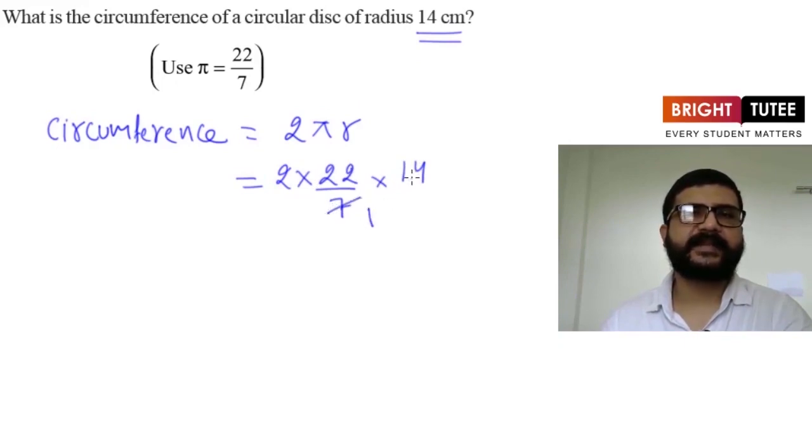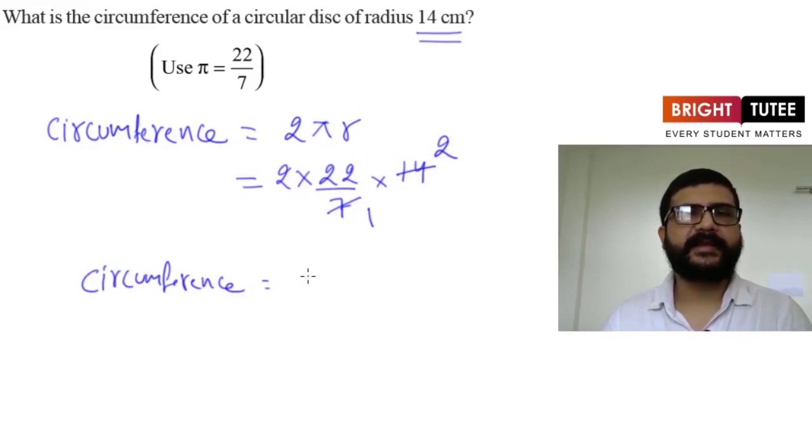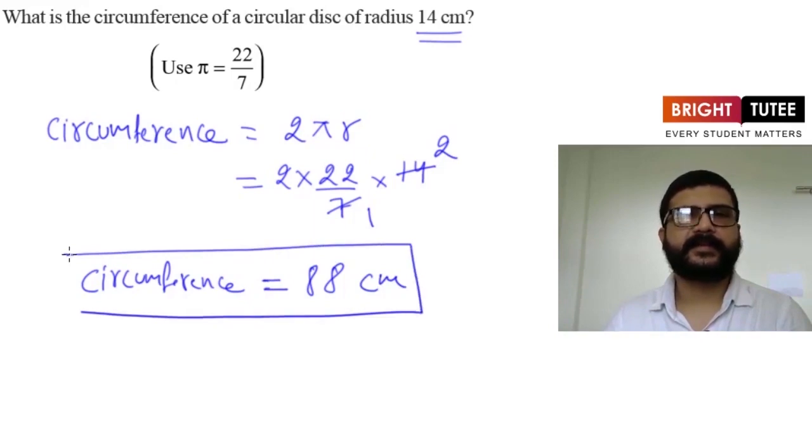So, now 7 ones are 7, 7 twos are 14. So, what we are getting from here, 2 into 22, that is 44, 44 into 2, it is 88. So, therefore, the circumference of the circle is equal to 88 centimeters. So, by using the formula 2 pi r, we can find the circumference of the circle.